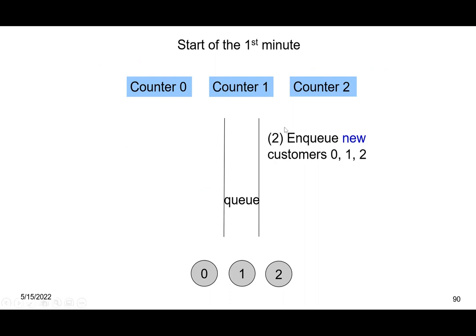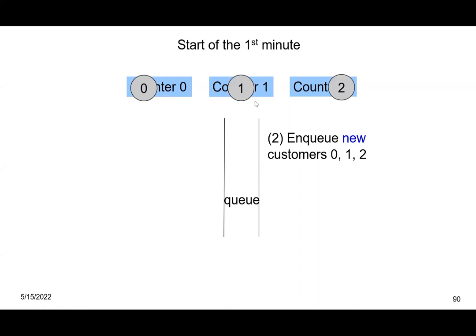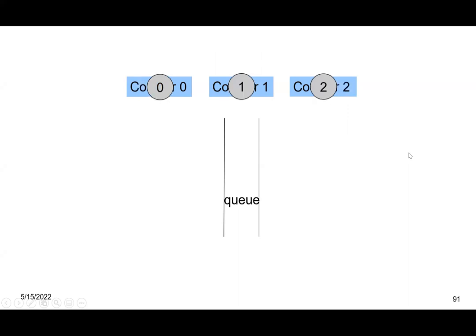Remember just now I told you every minute we have 2 steps. First step is we DQ the customer from the counter. Second step, we are going to enqueue new customers to the queue. And in the scenario description, every minute there are 3 new customers. So here we use numbers to indicate different customers, like 0, 1, and 2. So we have customers 0, 1, and 2 put into the queue, and then we check which counter is empty. We will DQ the customer from the queue to each of the counters. So now customer 0 goes to counter 0, customer 1 to counter 1, and customer 2 to counter 2. So this is the first minute.